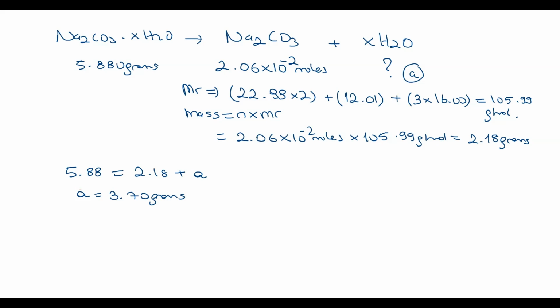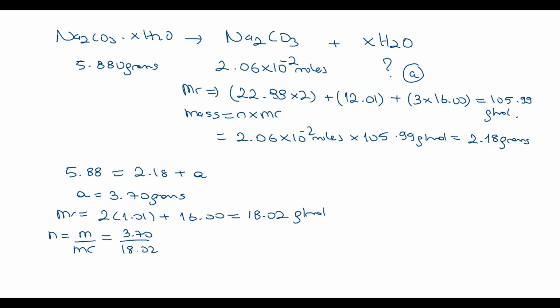Yes, it's possible now because we know the molar mass of water. The atomic mass of hydrogen is 1.01, so 2 times 1.01 plus the atomic mass of oxygen, which is 16. In total it makes 18.02 grams per mole. So the number of moles of water will be m over Mr, mass over molar mass, and it is 3.70 divided by 18.02, and we find it as 0.205 moles.